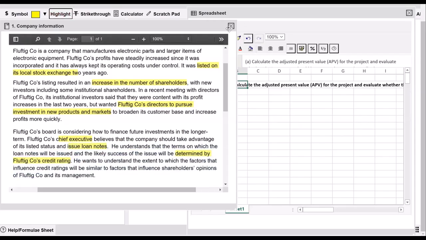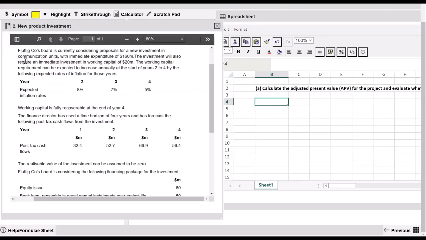Further, exhibit 2 mentions the project requires an immediate expenditure of 160 million and working capital of 20 million, and this working capital is going to increase annually at the start of years 2 to 4. The expected inflation rates of working capital are given, and it is also mentioned that the working capital is fully recovered at the end of year 4. So let's start off with the working note on working capital. It is going to be the calculation of working capital cash flows.